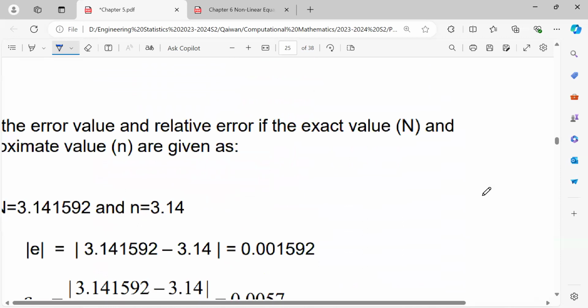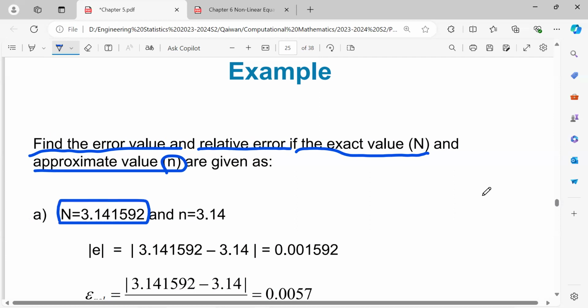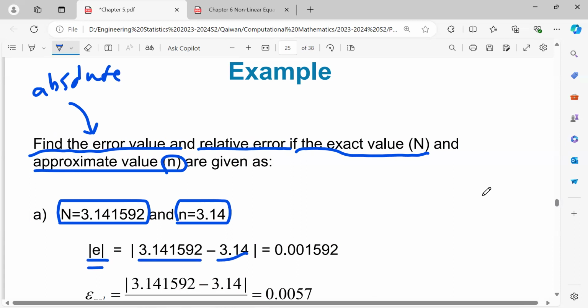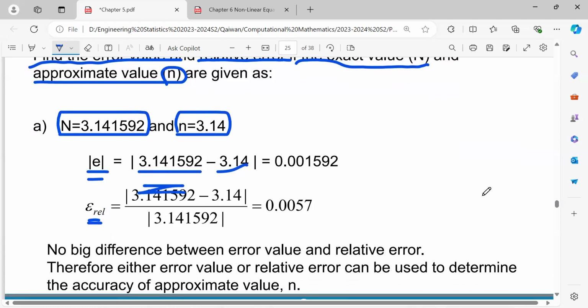Here we have some examples. It says find the error value and relative error if the exact value is N and approximate value is little n. Capital N is the exact value, and little n is approximate value. Here, it's actually absolute error. It's missed there. Here, absolute error is exact value minus approximate value in absolute value. And relative error is exact value minus approximate value dividing by exact value, which is 0.0057.